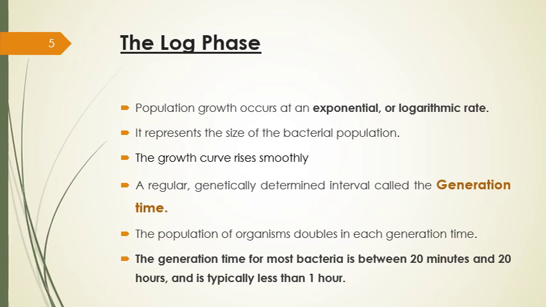Once organisms have adapted to a media, population growth occurs at an exponential or logarithmic rate. When the scale of the vertical axis is logarithmic, growth in this log phase appears on a graph as a straight diagonal line, which represents the size of the bacterial population.